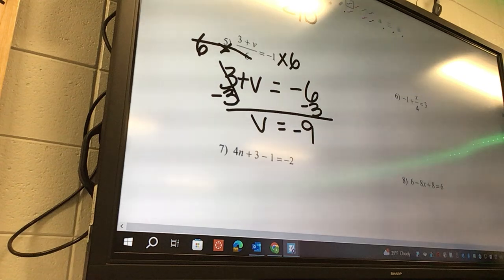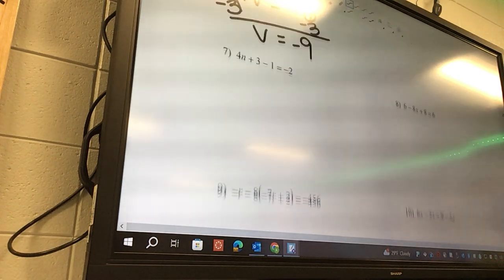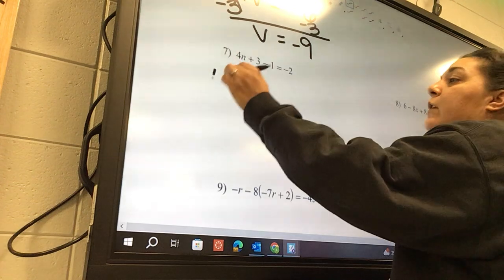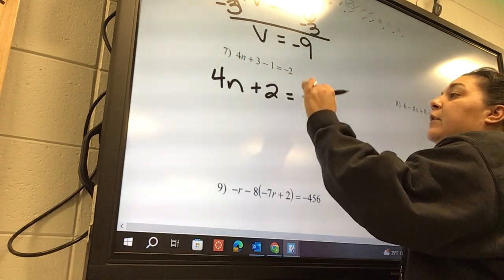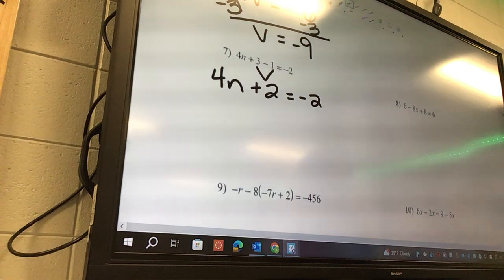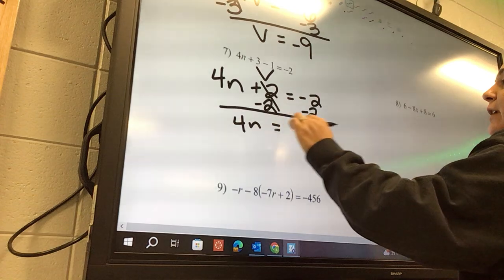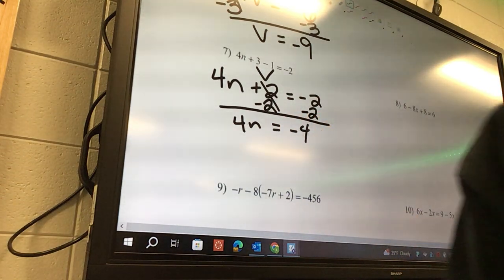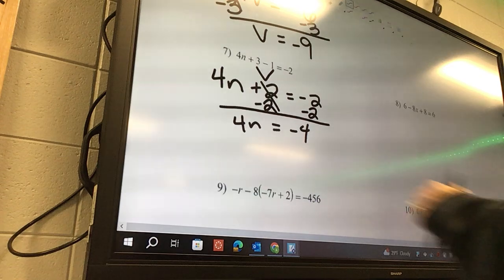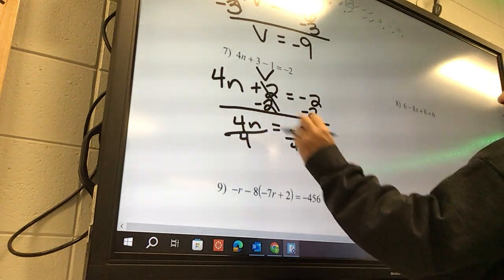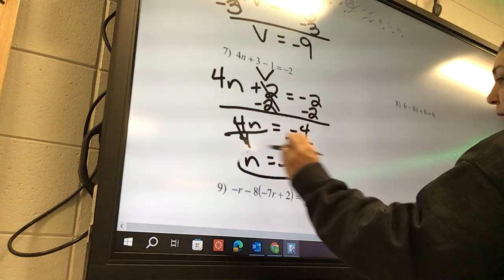Okay, 7. What needs done first? Combine 3 minus 1 is 2. Okay, so I'm going to get 4n plus 2 equals -2. Okay, then what? -2 from both sides. So I'm going to get 4n equals -4. And then divide by 4. So we're going to get -1.